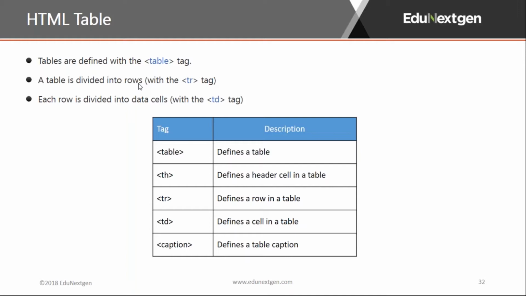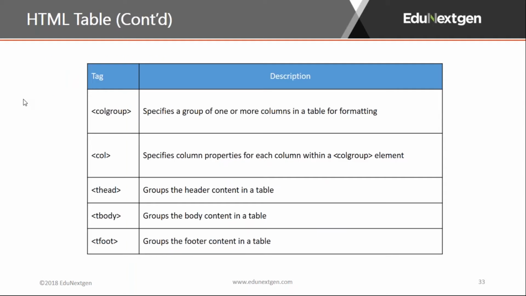The table tag defines a whole table, then the th tag gives a header cell of the table, tr is a row of a table, and td is a cell in the table. We have a caption tag to define the caption for a table. We have colgroup, which specifies the table formatting for one or more columns, col for column properties for each column, thead that groups the header content in a table, tbody groups the body content in a table, and tfoot groups the footer content in a table.